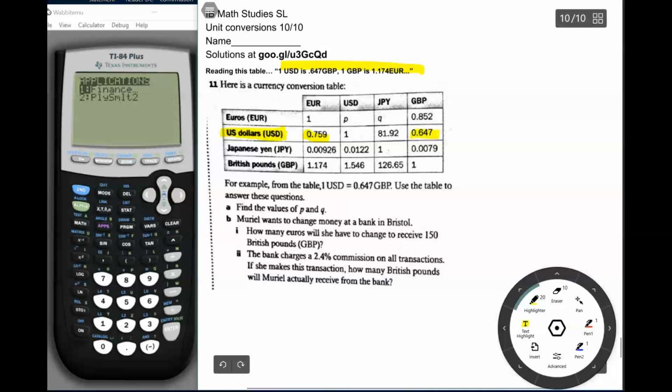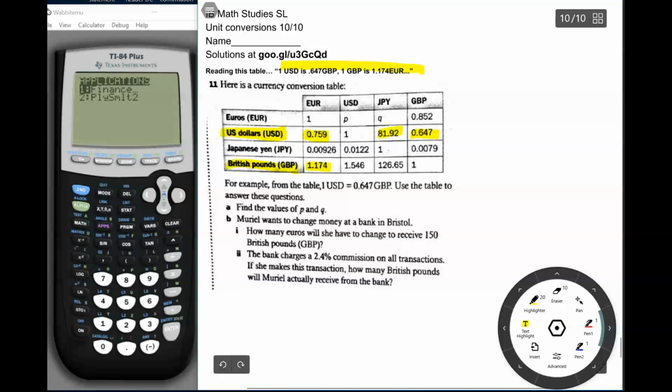It's worth 81.92 Japanese yen, and it's worth 0.759 euros, for example. One British pound is worth 1.174 euros. Okay? Alright, so let's see if we can use this table to solve this problem. Find the values for P and Q.